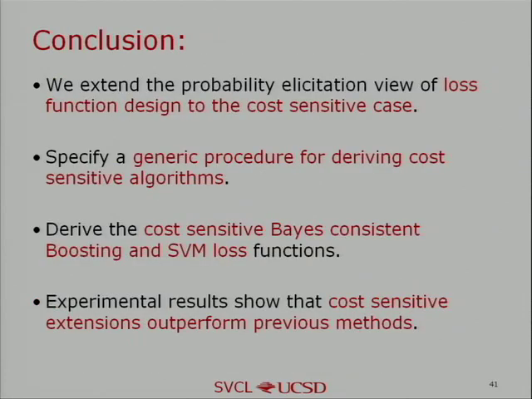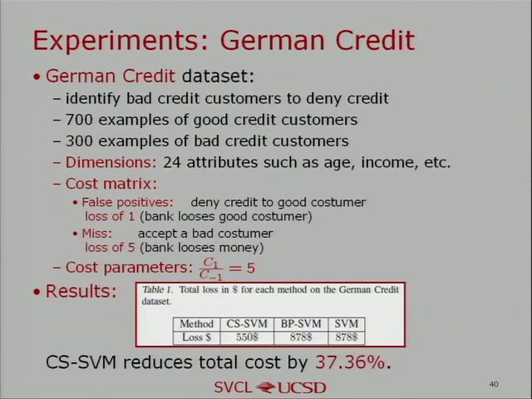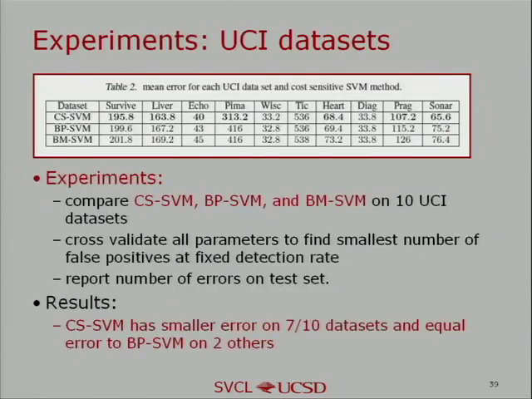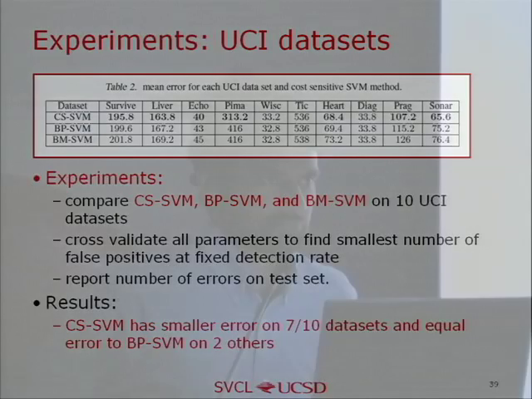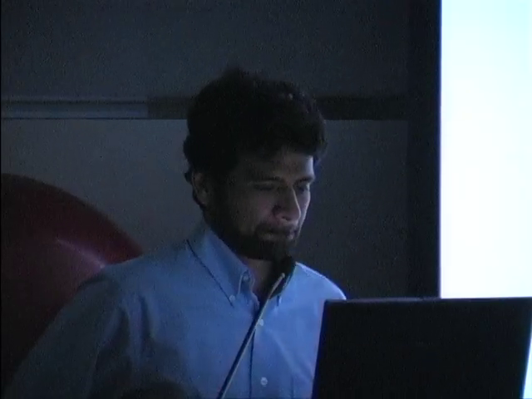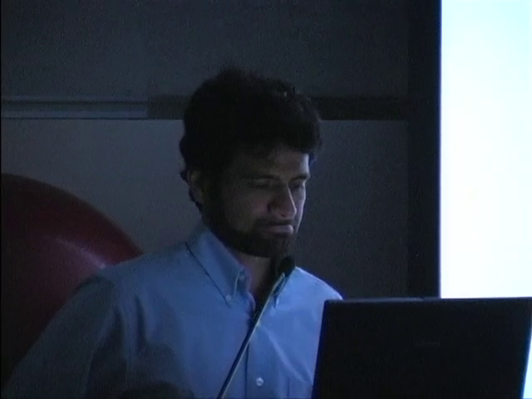So in conclusion, we extended the problem. Just go back 2 slides. So here, you're actually using the error rate, which doesn't take into account cost sensitivity. Is that right? Or is this actually a fine loss?